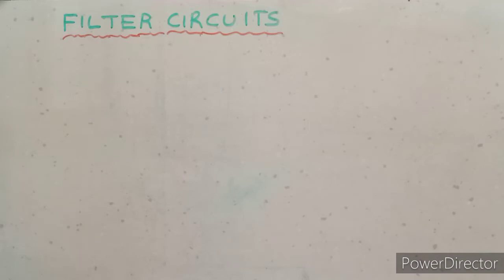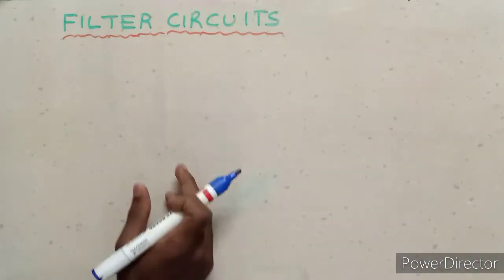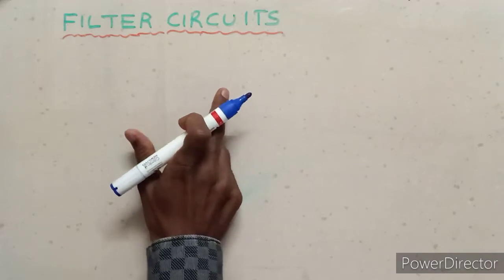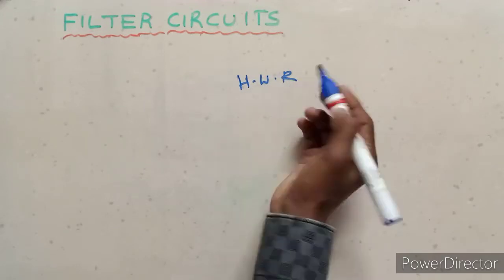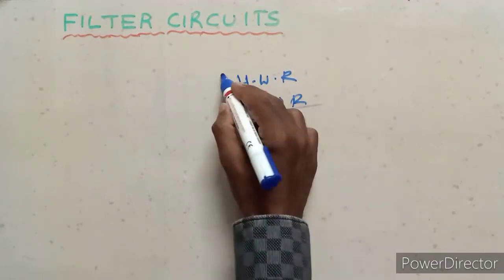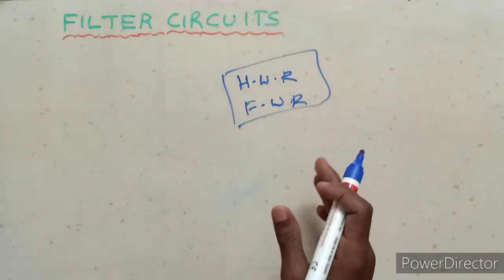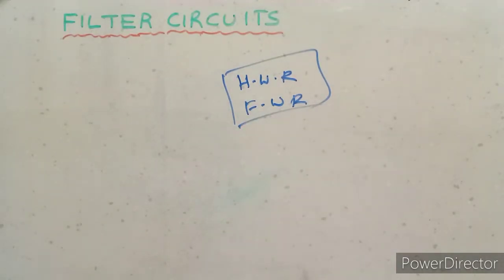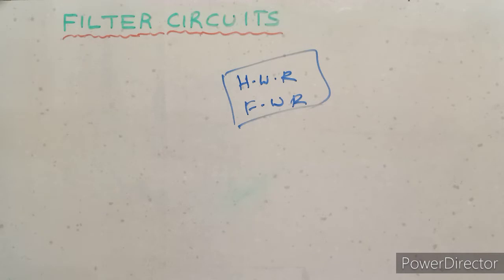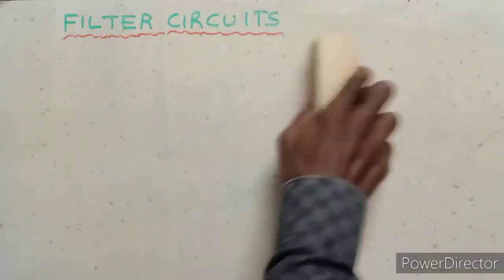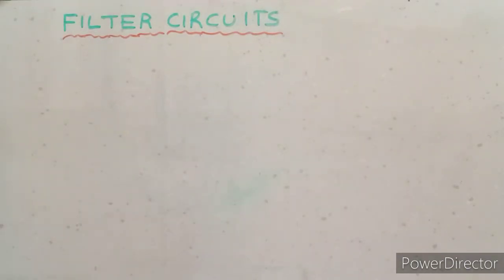Now we are going to discuss filter circuits. To understand these filter circuits, first of all, you must watch the half wave rectifier and full wave rectifier. Their links are in the description below. So first of all, you must watch these two classes. Then you easily understand the filter circuits. What is the filter? Filter means, as we already know, purification.